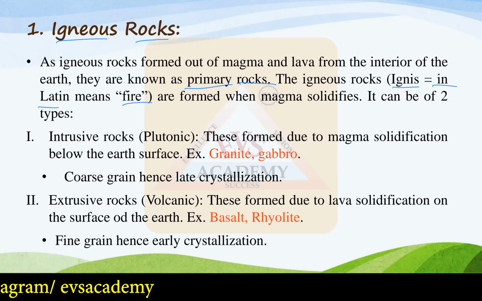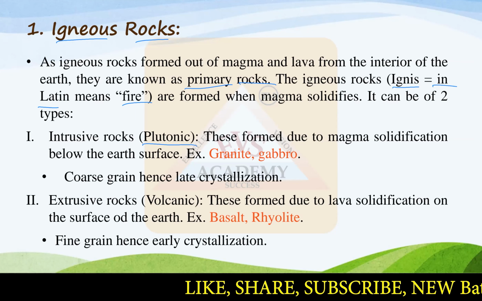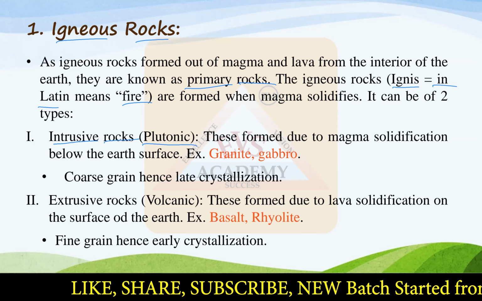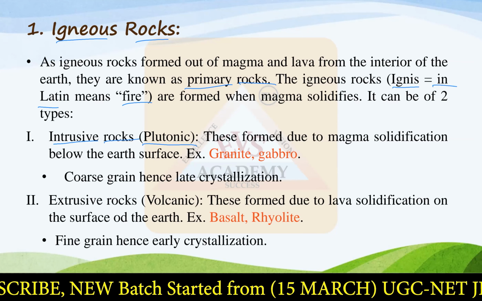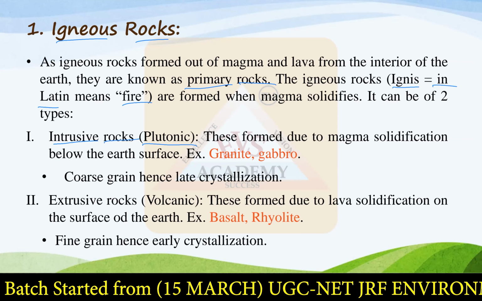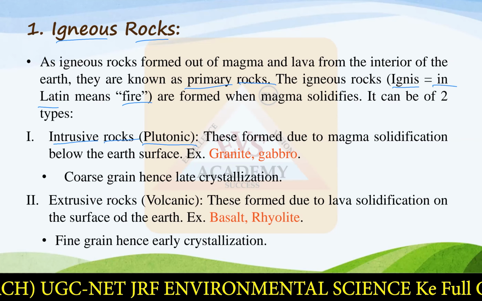They can be of two types. The first type is the intrusive rocks, which are also called plutonic rocks. Both names are important here. Always remember: primary, igneous, intrusive, plutonic. Sometimes in the examination they can ask you questions using the intrusive name, and sometimes using the plutonic name. So both names are important.